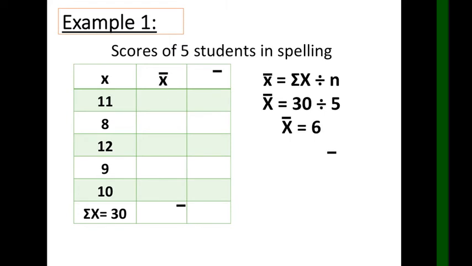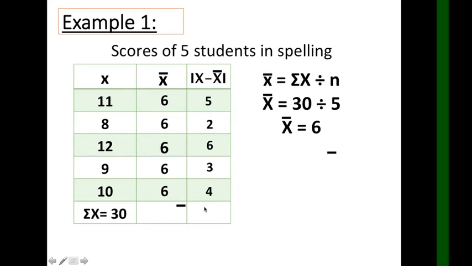You will put 6 in all the numbers. So we have 6, 6, 6, 6, and 6. You just put the 6 there. Now, for the next part, we have the absolute value of x minus mean, or just simply x minus mean. Let's not think about the absolute value yet. X minus mean. Meaning to say, we have 11 minus 6, the answer is 5. 8 minus 6, the answer is 2. 12 minus 6, the answer is 6. 9 minus 6, the answer is 3. And 10 minus 6 is 4.